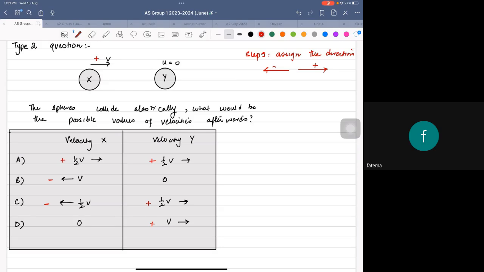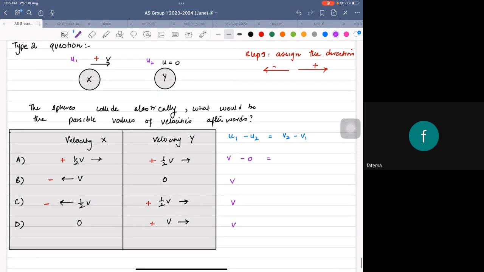All right. Now let's look at it by putting in the formula. Our formula is u1 minus u2 equals v2 minus v1. This is our principal formula that we need to use. Now with respect to this, if you look at the first part, the initial velocities: this was u1, this was u2. So u1 is v and u2 is 0. It means on the left side, we will always have only v. v minus 0 is v. Is it clear, everyone?